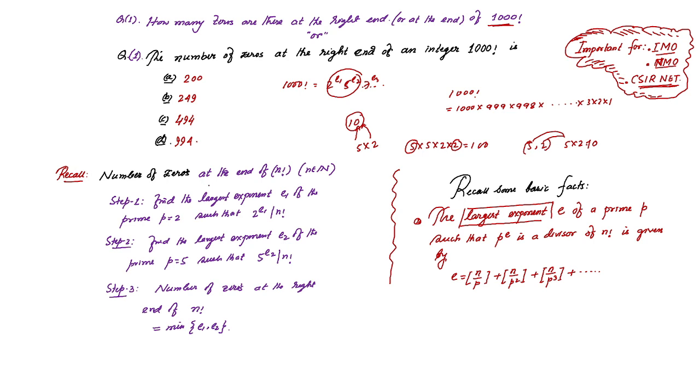So here are the steps for finding the number of zeros at the end of n factorial. Step 1: find the largest exponent e1 of the prime p equals 2 such that 2 to the power e1 divides n factorial. Also we have to find the largest exponent e2 of the prime p equals 5 such that 5 to the power e2 divides n factorial. One pair 5 and 2 makes one 0 at the end of the factorial, so we need to think about how many such pairs exist in n factorial. The number of zeros at the right end of n factorial will be the minimum of the largest exponents e1 and e2, where e1 is the largest exponent of 2 and e2 is the largest exponent of 5.